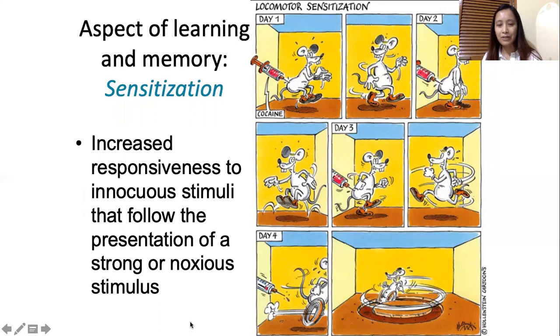For example, this mouse is injected, let's say, with cocaine. His initial response is that he's just cool about it, and then he is given another injection, and he has an increased response, and then another, and then he becomes crazy. So that's sensitization. You get more sensitive to a stimulus.